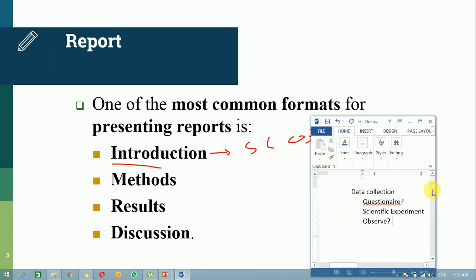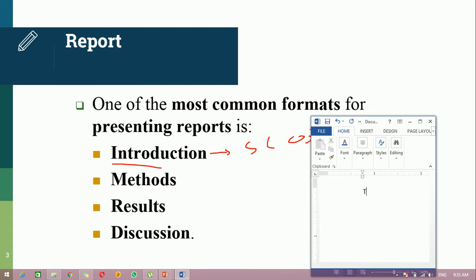So in methods, in simple words, we say how the data was collected: whether we distributed questionnaires, or what scientific experiments were conducted or used. Observation: have we observed the places, did we go there or not? After we are done with the methods, the third thing we are going to have is results, or the findings, like what we found.